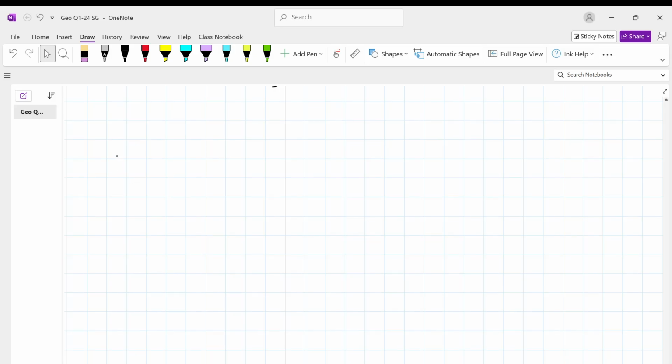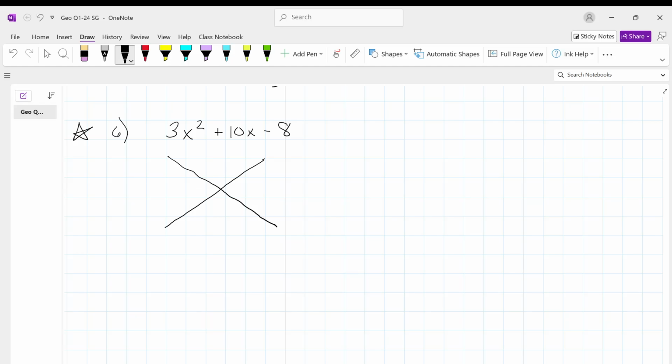All right, problem number 6. 3x squared plus 10x minus 8. All right, now technique's going to change here. So star this, asterisk it, whatever you need to do to bring it to your attention. But our a is no longer equal to 1. Our a is greater than 1 now. So your technique is going to change. We're still going to use this crisscross, but the way we use it's going to change.